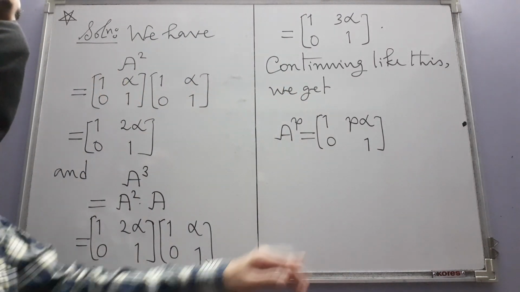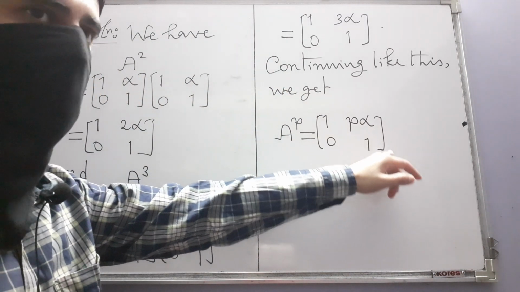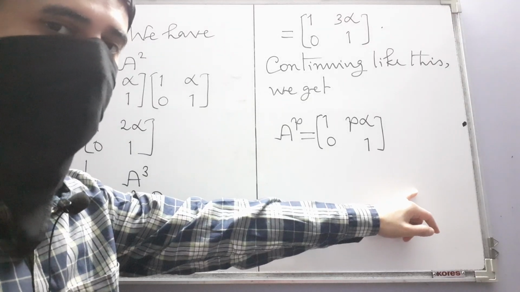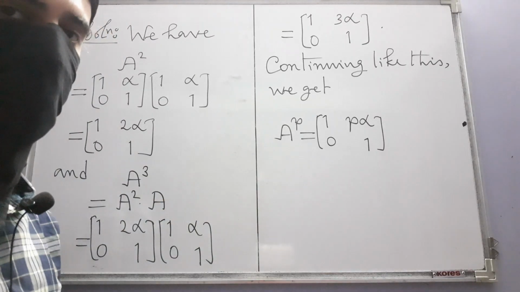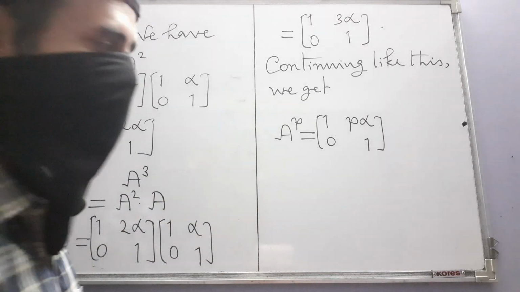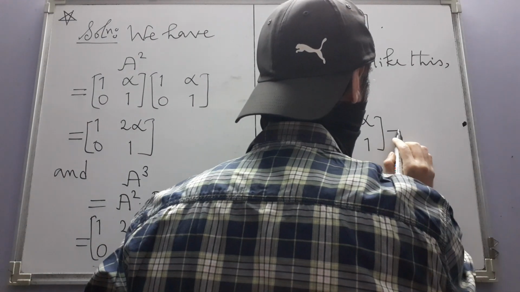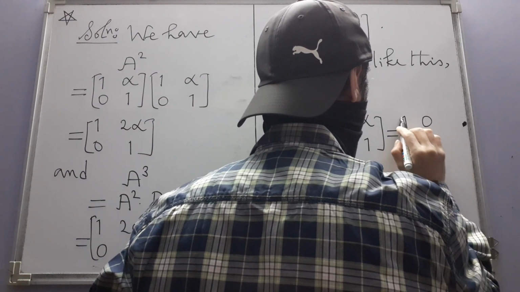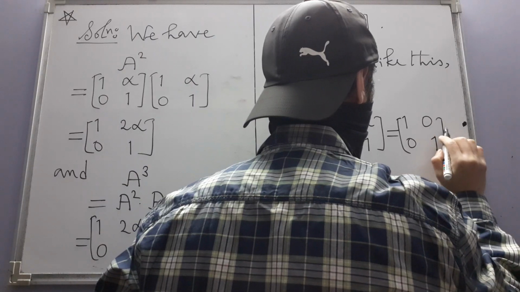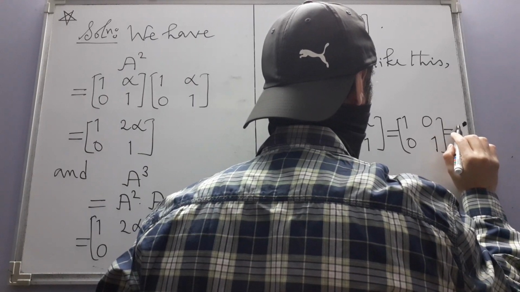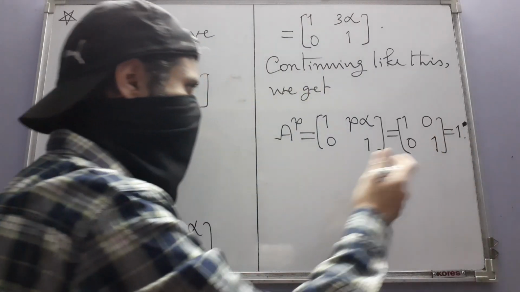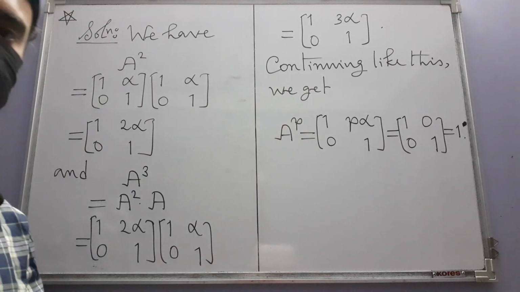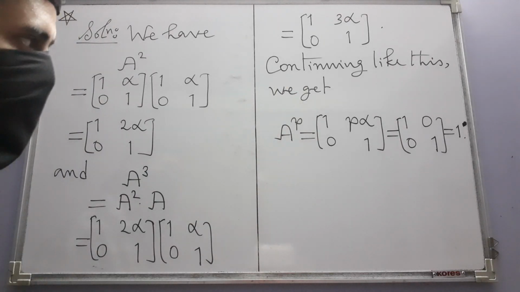However, our element alpha is coming from the field F, which has characteristic P. So P alpha in that field is 0. So that way we get 1 0 0 1, which is nothing but the 2 by 2 identity matrix over F, which we also denote by 1. So that's how we get A to the power P equal to 1.